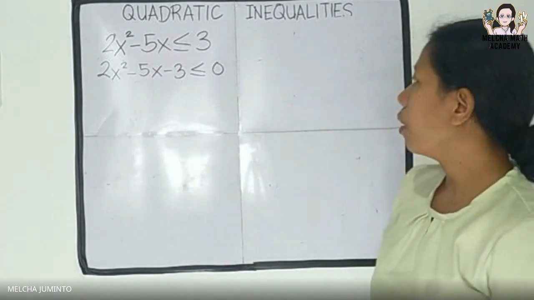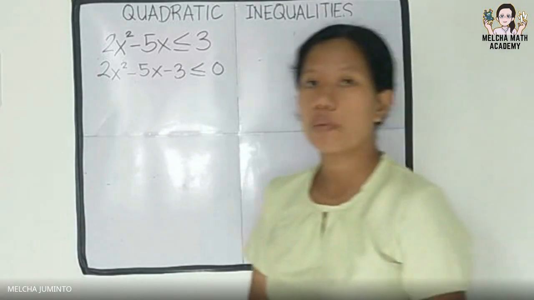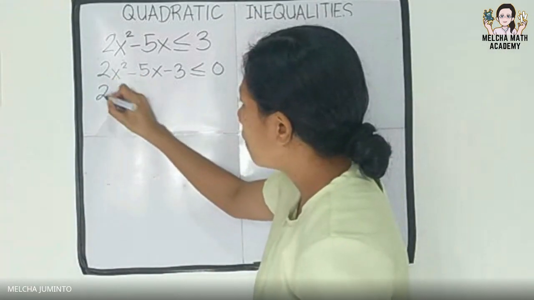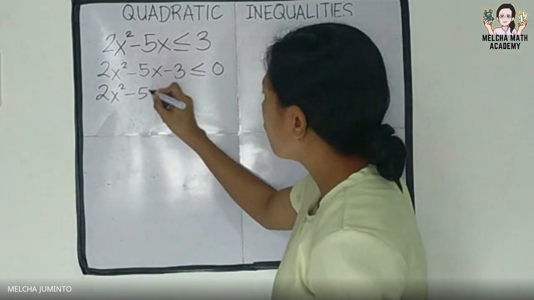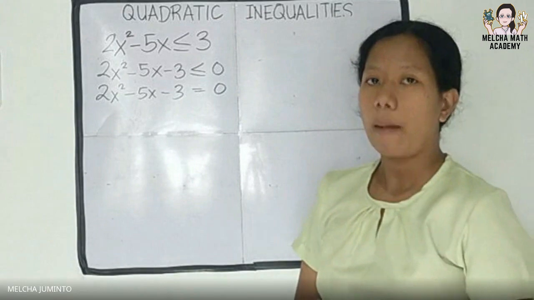After that, we can proceed with the next step of rewriting it as an equation to easily solve the inequality. I will write 2x squared minus 5x minus 3 is equal to 0. Apply factoring.